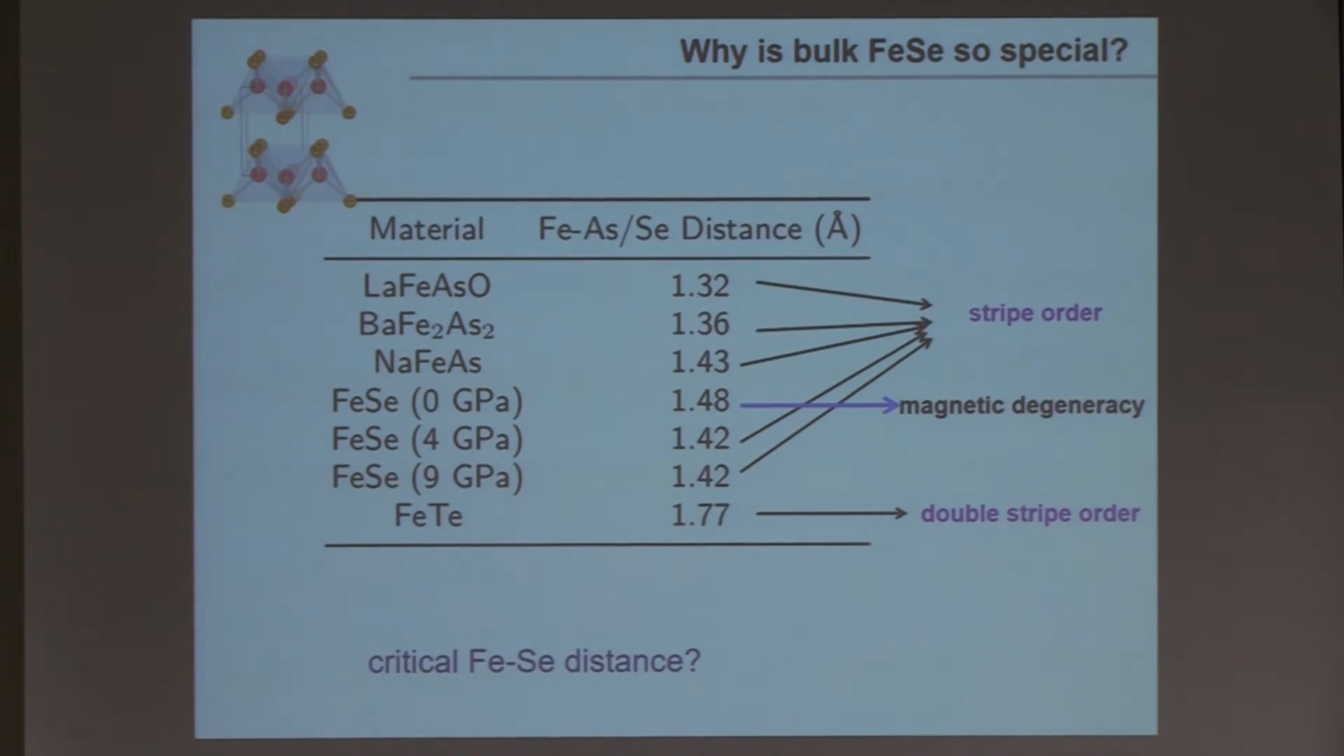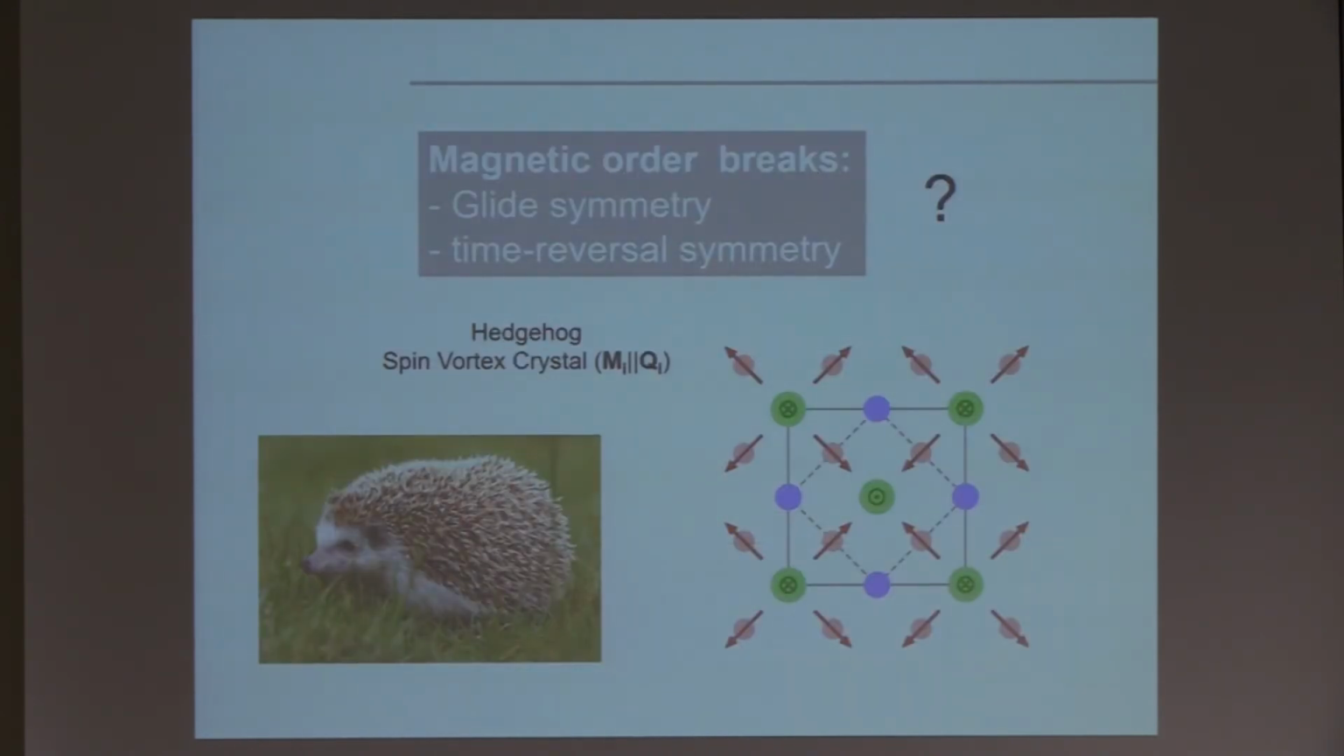But the precise position of selenium and iron is very critical. So it's at this critical distance where you observe this magnetic degeneracy. If you push it up again, you get two other orders that have also been observed experimentally. Of course the system is more complex than that, but I just wanted to put it into one parameter where you can see why this degeneracy comes in, and then of course nematicity and what comes with it.